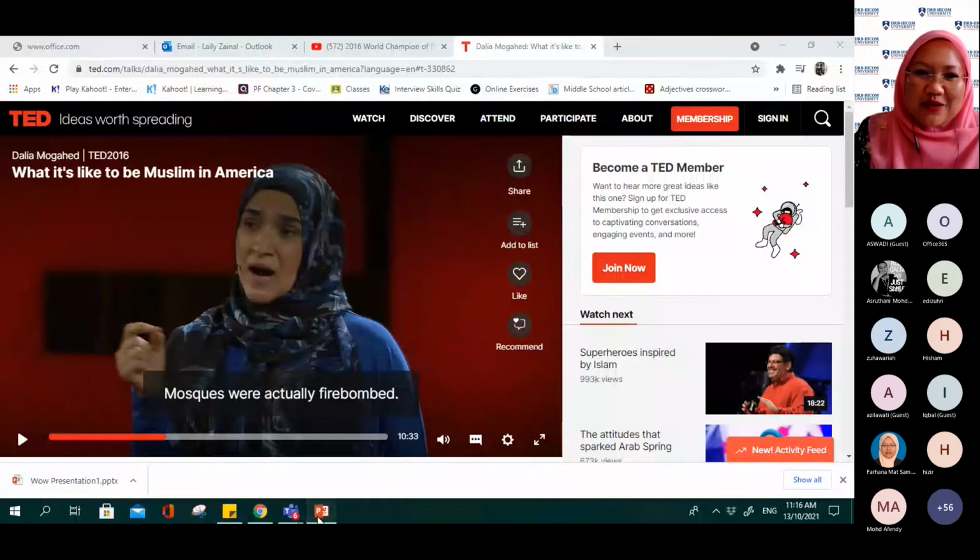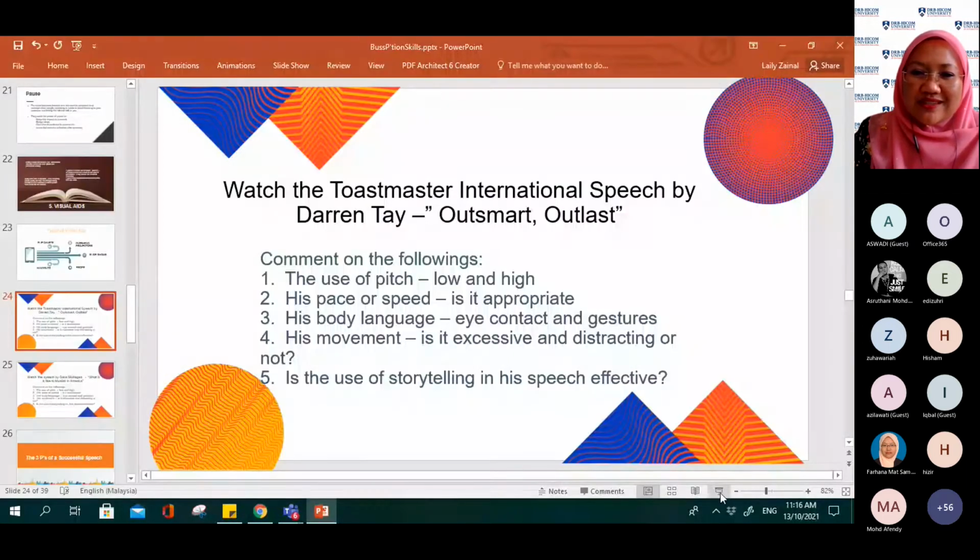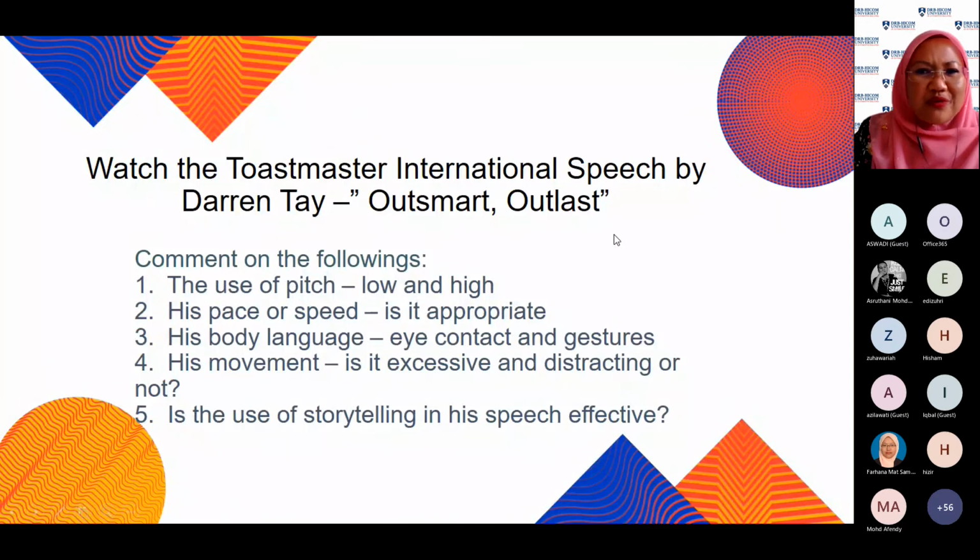All right, so now I want you to tell me, looking back at our slide just now, what is your thought on this? What are your comments on this, in comparison between the lady just now as compared to Darren Tay? Can someone tell me which speech they prefer and why? Or if you want to comment on any of this, it is also okay.